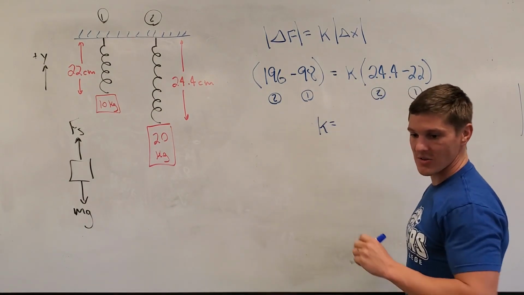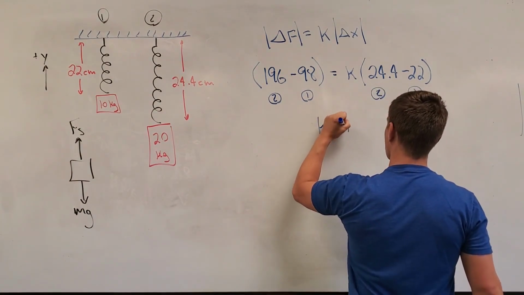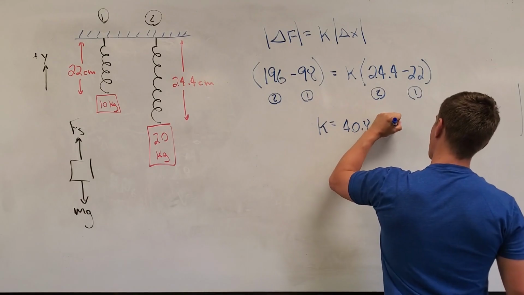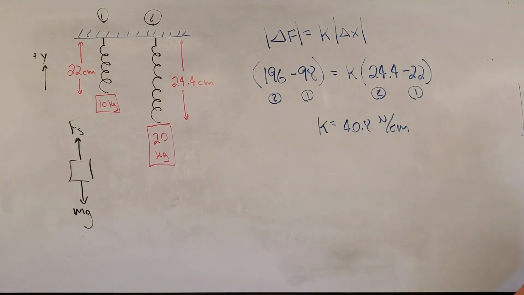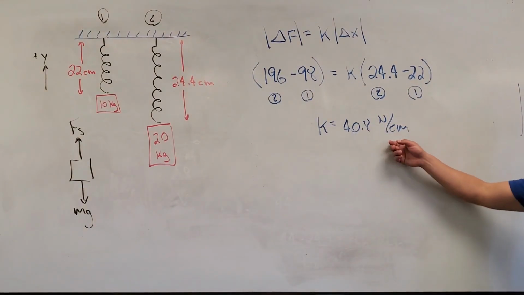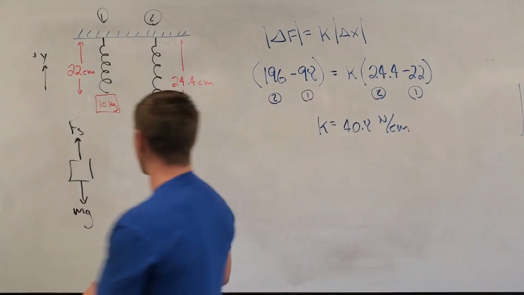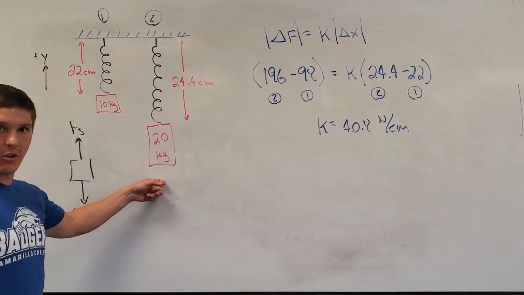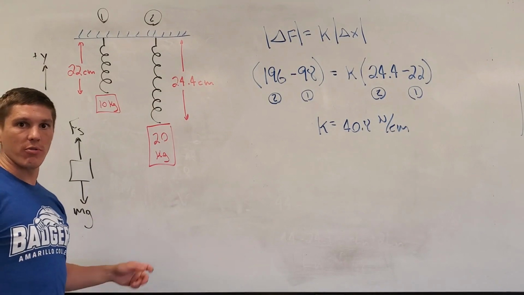We get the same answer that K is 40.8 newtons per centimeter. Once we know what our spring constant is, we can pick either state. We can pick state 1 or state 2, and we can then use that to solve for our natural length.